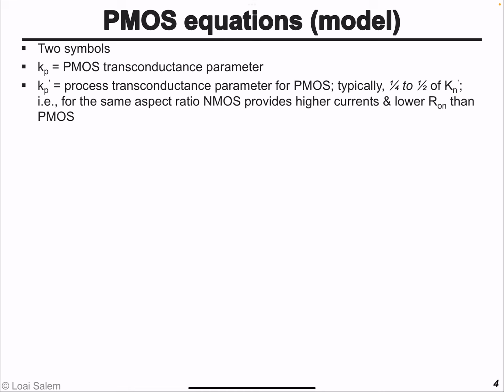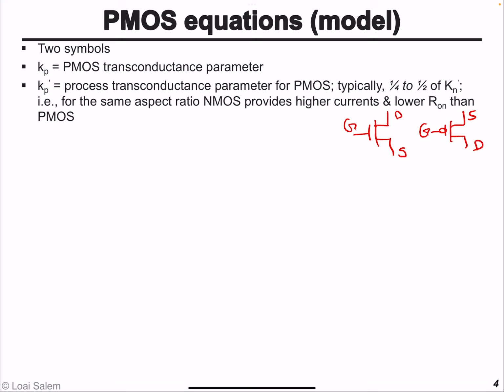Now, what is the symbol for the PMOS? Well, if we go back, we said the NMOS can be represented with this symbol, where this is the drain, this is the source, and this is the gate. The PMOS can be represented with the same symbol. We just add a bubble at the gate. So we have the gate, the source is the terminal that's at higher potential in a PMOS, and then the drain at the bottom.